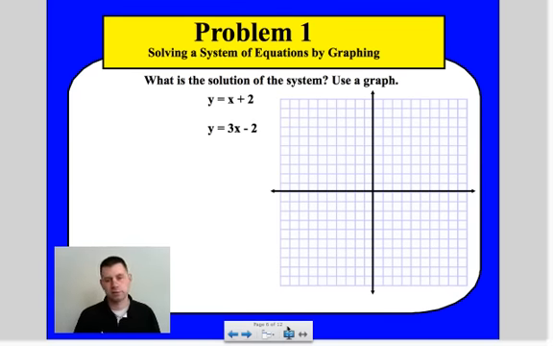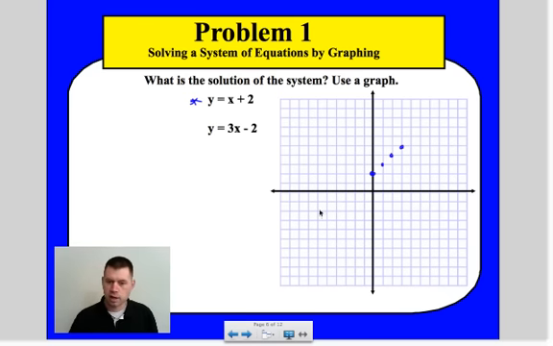What is the solution of the system? Use a graph. So basically we're going to graph this first one, and I'm going to put a little blue star over here so you know. How do we graph a line? Well, we start with the y-intercept. It goes up 2, so we plot that. Then our slope is 1 in front of the x, so we go rise 1, run 1, rise 1, run 1. That's what we're going to do to start, and that's going to be our line.